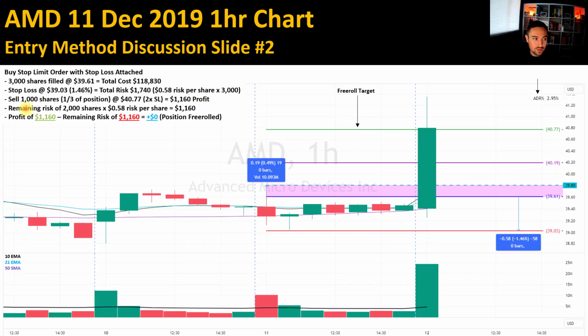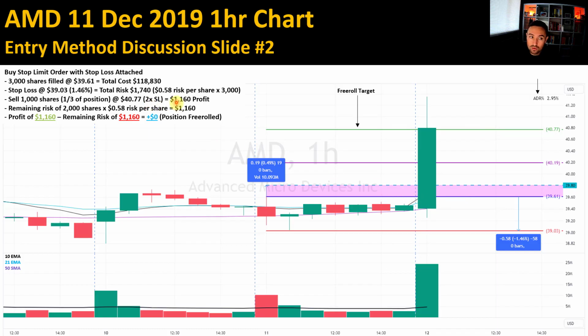Now in this instance here, we're going to sell 1,000 shares again. So we're going to sell 1,000 shares, being 1/3 of the position. Where are we going to do it? We're going to do it at $40.77 up here. This is then our free roll target, given where we're assuming in this hypothetical example that we got filled. So 2 times the stop loss.